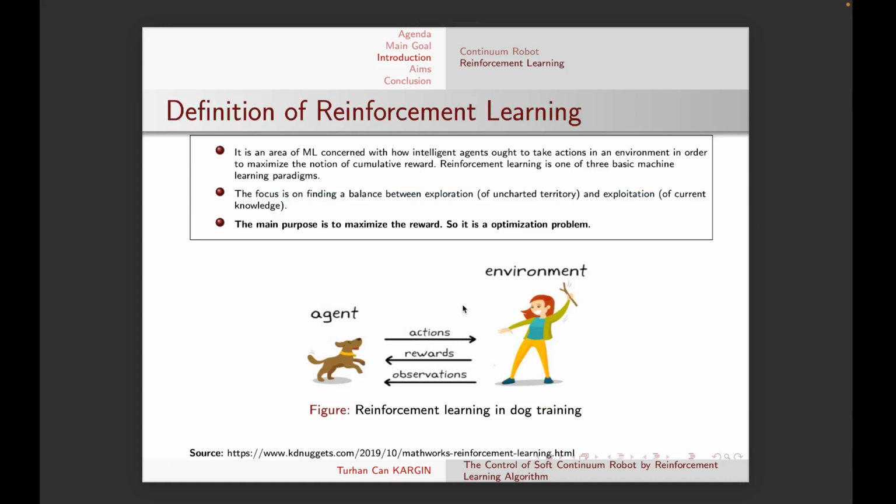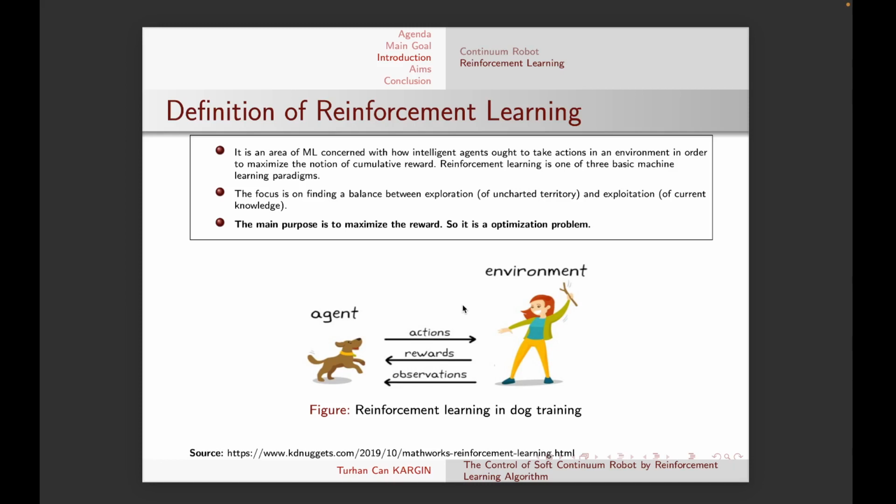And now I want to define what reinforcement learning is. Reinforcement learning is a branch of machine learning, and you know that machine learning is one of the branches of artificial intelligence. And machine learning has three basic paradigms: supervised learning, unsupervised learning, and reinforcement learning. Supervised and unsupervised learning work more with data, but in reinforcement learning we don't need to have data to do the project.